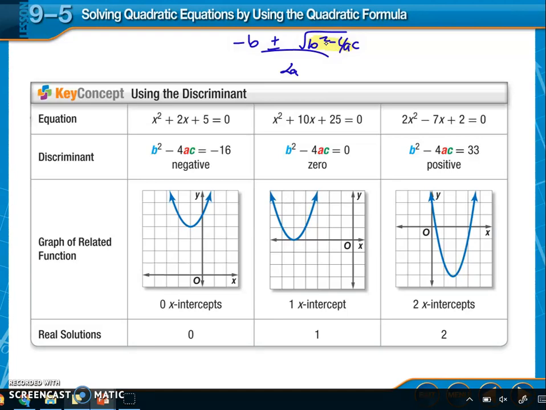So if you do b squared minus 4ac and you get a negative answer, that means that there are no intercepts, or there are no real solutions. Okay? If you do b squared minus 4ac and you get equals 0, that means there's one solution. That means the x-intercept is going to be right on the axis, and that's one solution. If you get a positive number for b squared minus 4ac, that means there's going to be two solutions. It could be from a graph that's going up like that, and have solutions there and there. Okay, but it just means there's going to be two real solutions.